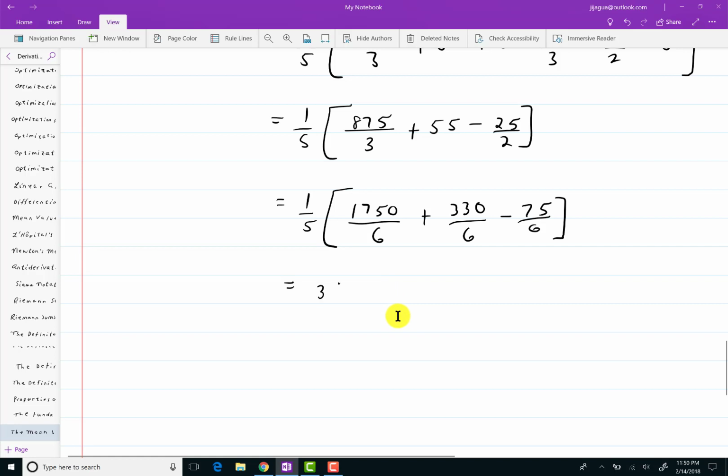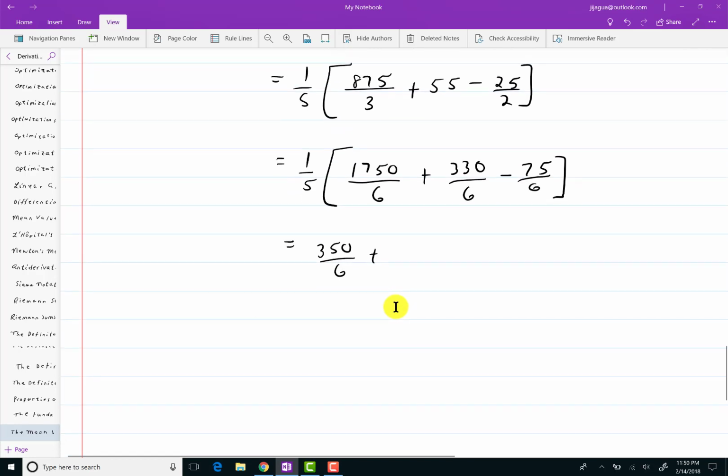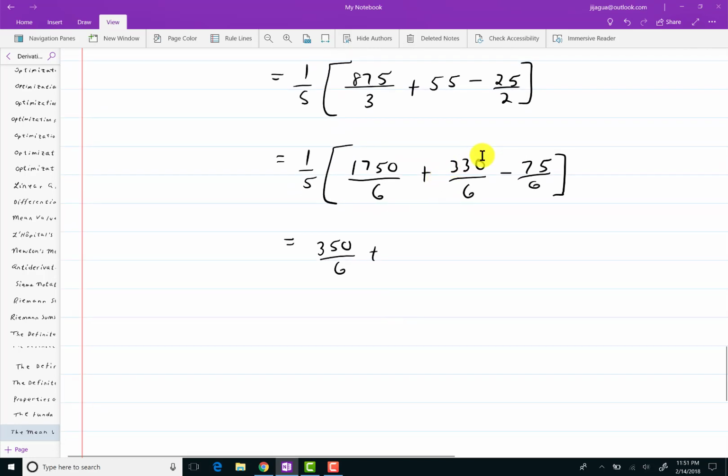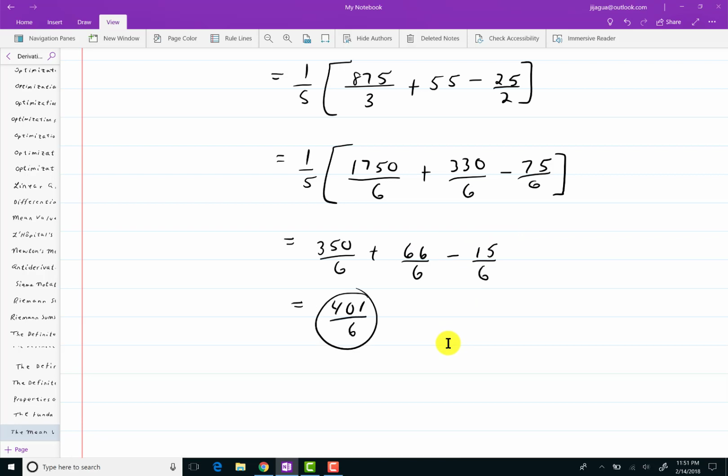So 350 over 6 plus, interestingly enough here, if I divide this by 5, I'll end up with 66 over 6. And then 1/5 here will be minus 15 over 6. And now let me go ahead and add them together. I'll get 350 plus 66 will be 416, minus 15, 401 over 6. And that's as simplified as it's going to get.